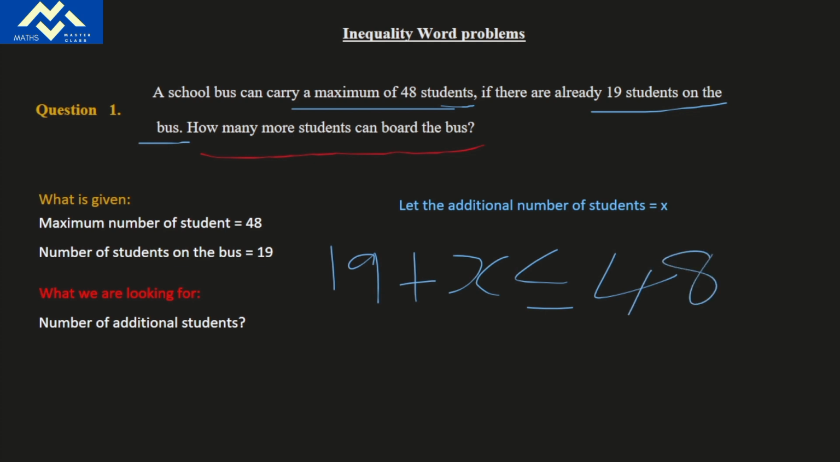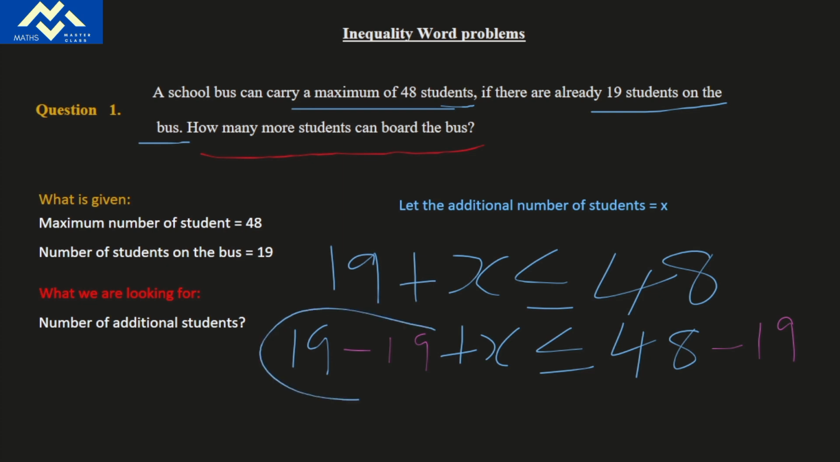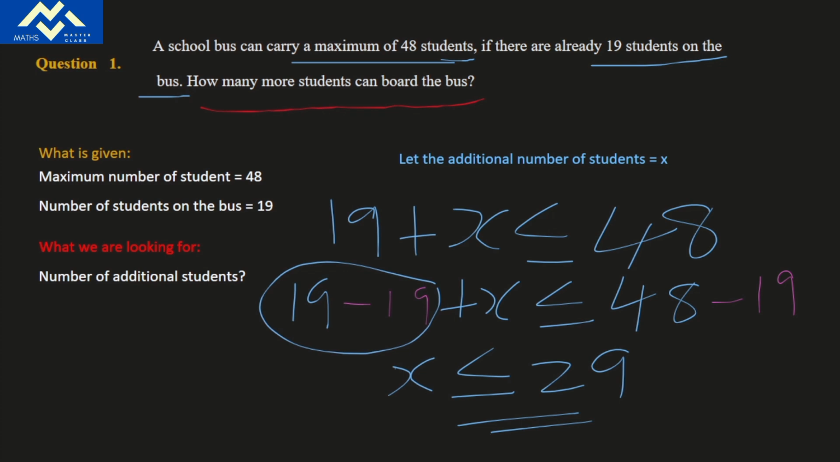Now let's solve. The goal here is to get X by itself. So we need to remove 19, we subtract 19 from both sides. Remember what you do on one side, do the same on the other side. Now we have 19 minus 19 plus X is less than or equal to 48 minus 19. 19 minus 19 is 0. And we are left with X. 48 minus 19 is 29. So we have X is less than or equal to 29. This means the number of additional students must be 29 or fewer.